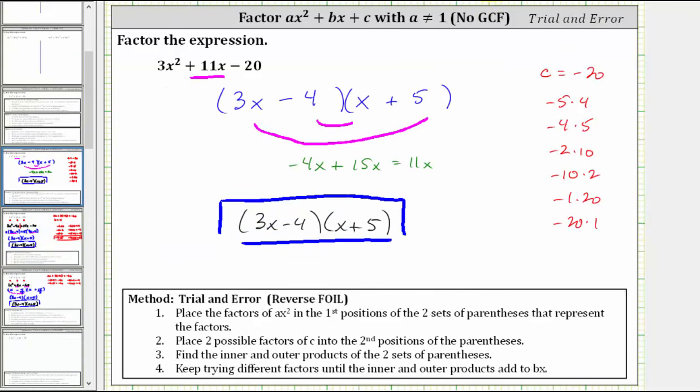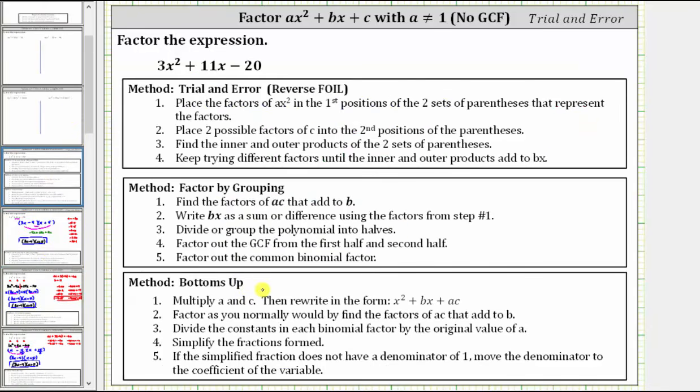I do want to mention, in my opinion, of these three methods, it is important to get competent using the method of trial and error, because over time it does tend to be the quickest way to factor more complicated trinomials.